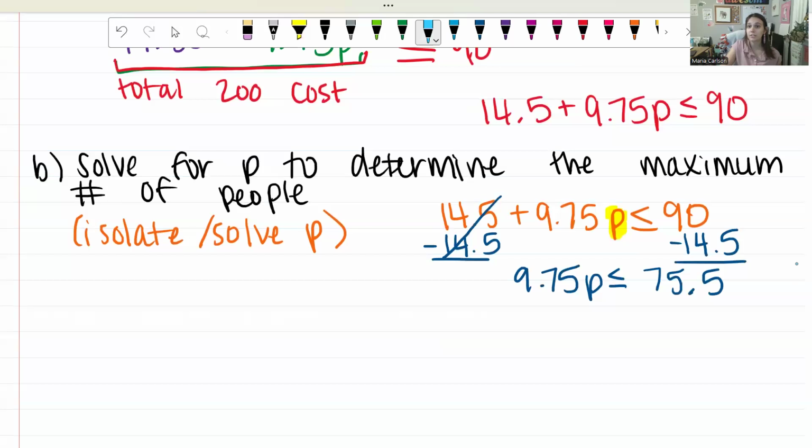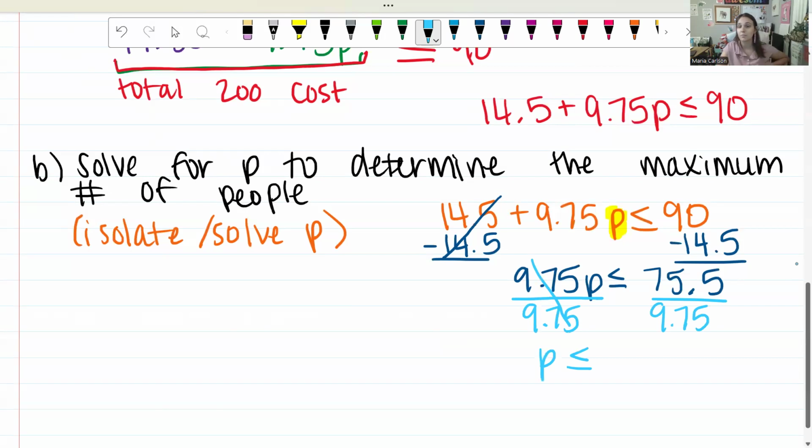Now, to figure out the true number of people that can go, we know that after parking, we have $75.50 to spend on tickets. So I'm going to divide both sides by 9.75. So the 9.75s will cancel and we'll determine that P has to be less than or equal to. And if you put 75.5 divided by 9.75 in the calculator, you get 7.74 dot dot dot.